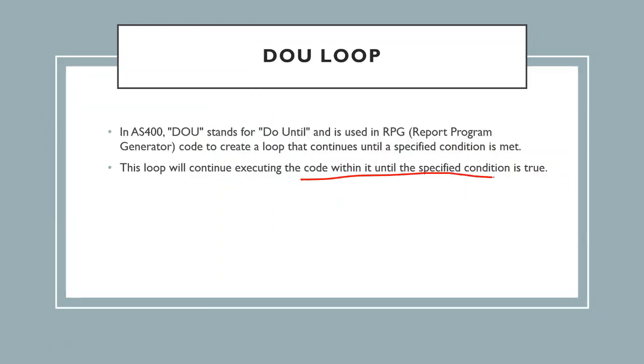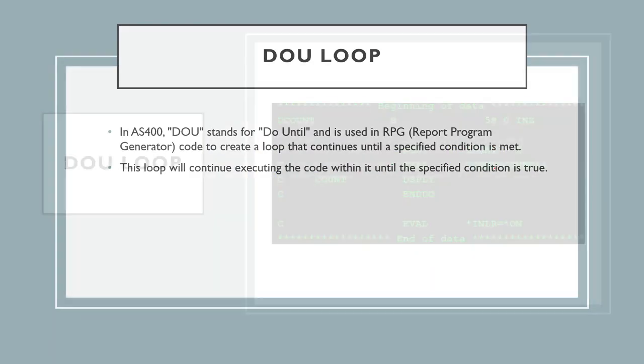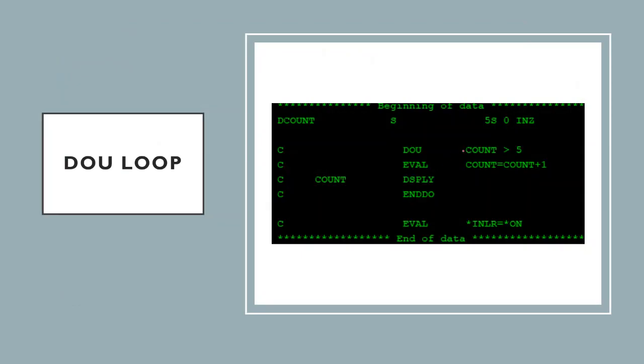Next, the do until loop. It will execute the code until a specific condition becomes true. So here it is quite the opposite. In do while, when the condition is true, then only it gets into the loop. And in do until, when the condition is true, then it comes out of the loop, it won't execute the loop. Here this loop will be executed for counts 1, 2, 3, 4, and when the count becomes 5 it comes out of the loop when the condition is true.